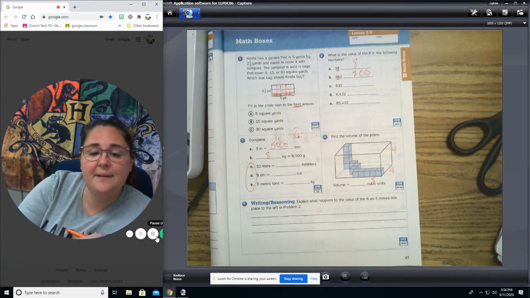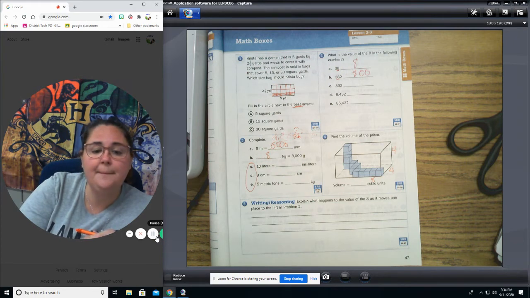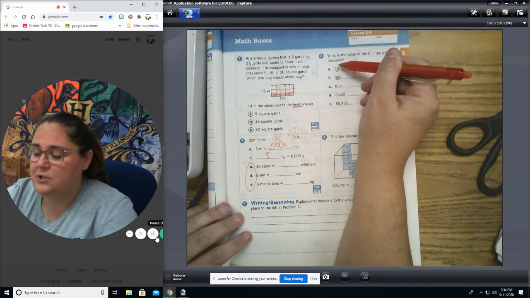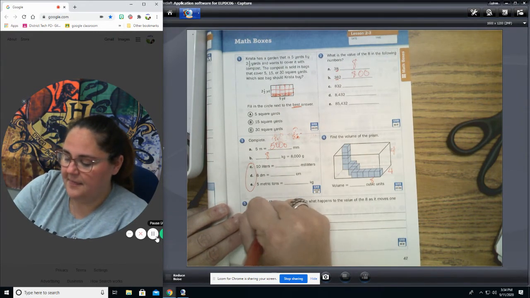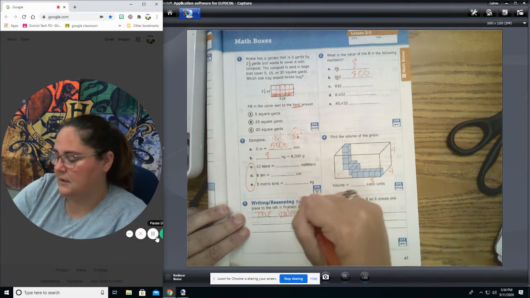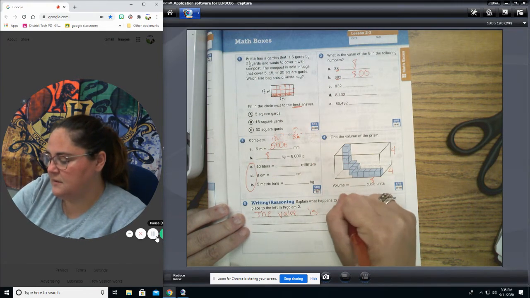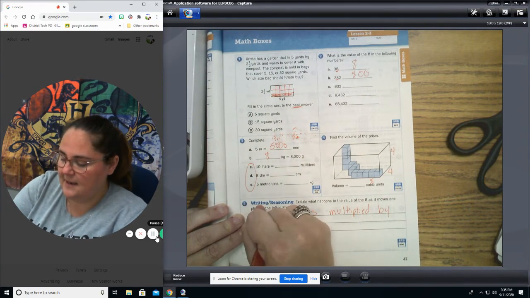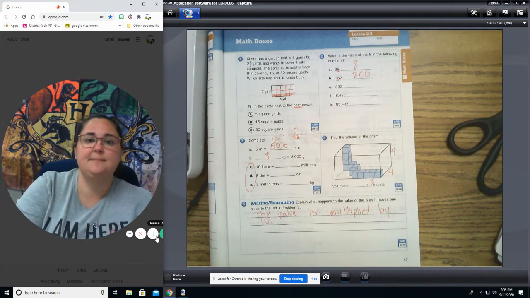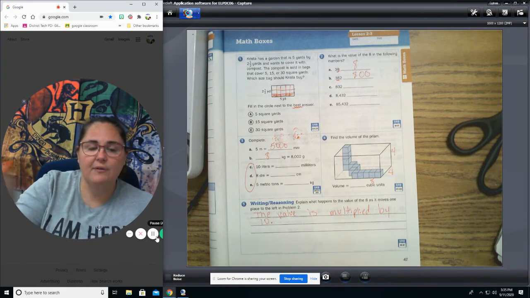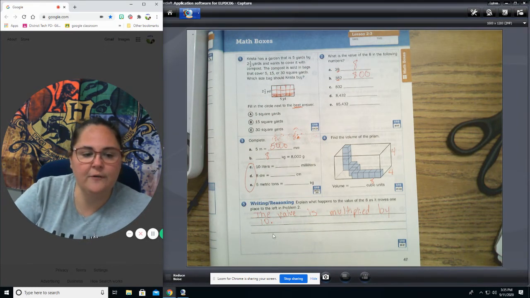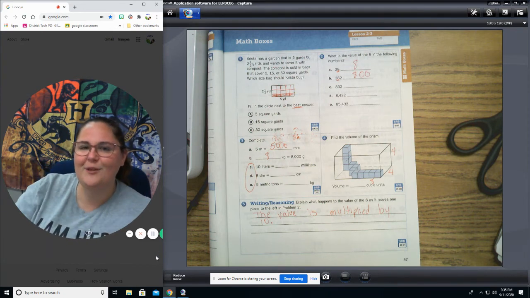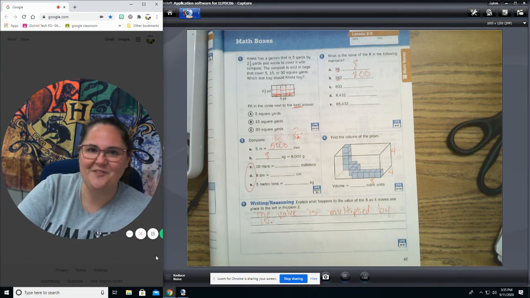And finally, writing/reasoning. Explain what happens to the value of 8 as it moves one place to the left. So as it goes from the ones column to the tens column, the value is multiplied by 10. As it goes to the left, it's multiplied by 10. Write that answer. If you write that word for word, then you're definitely going to get the points. If you don't, then again, I'm going to know that you probably didn't watch all the way in the video, especially since it's right here for you.